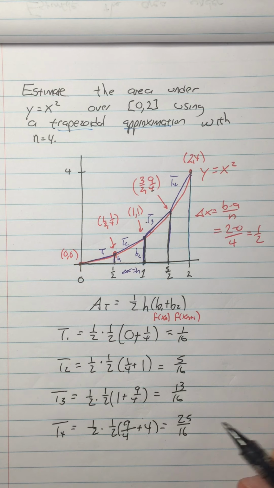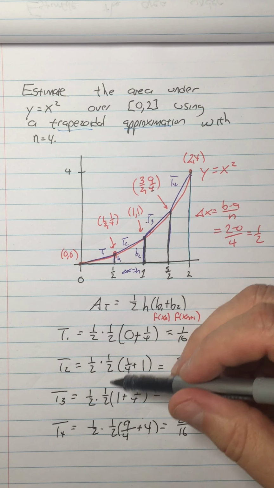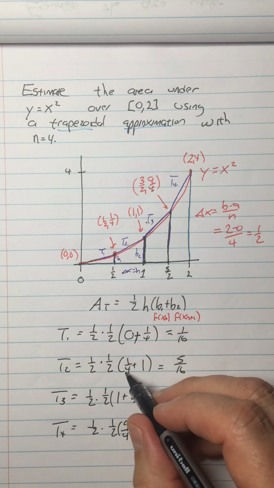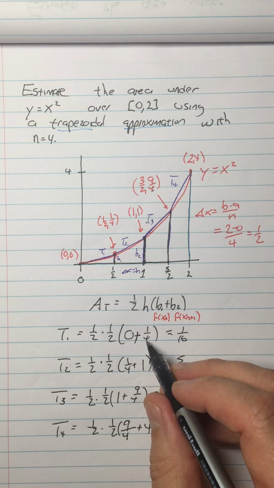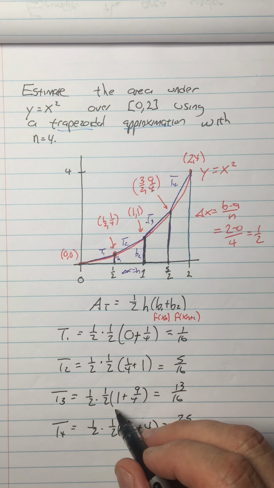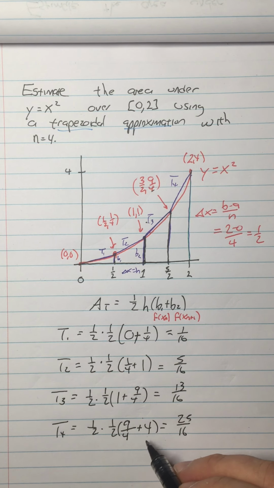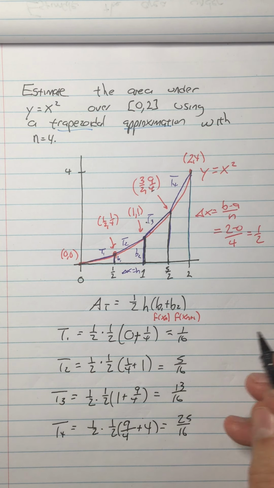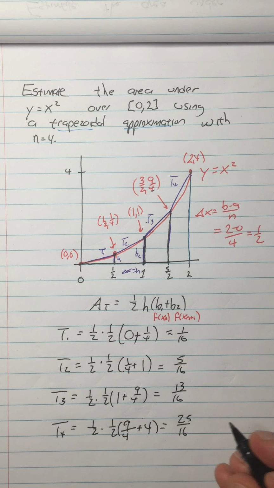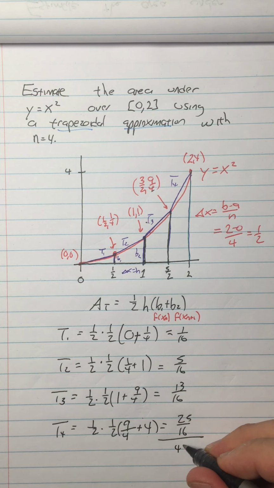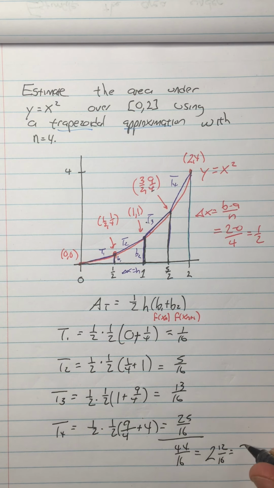So you can see certain patterns are going to happen. You're always going to have the 1/2. You're always going to have the delta x. And then you're going to have f of x0 plus f of x1, f of x1 plus f of x2, f of x2 plus f of x3, f of x3 plus f of x4. Right? So that's what those are. And then, for practical purposes, just find the area of each trapezoid and add them up. We get 44/16. Same as 2 and 12/16, which is 2 and 3/4, which, if you compare it to our previous estimates, is very consistent with what we're getting from our other estimates.